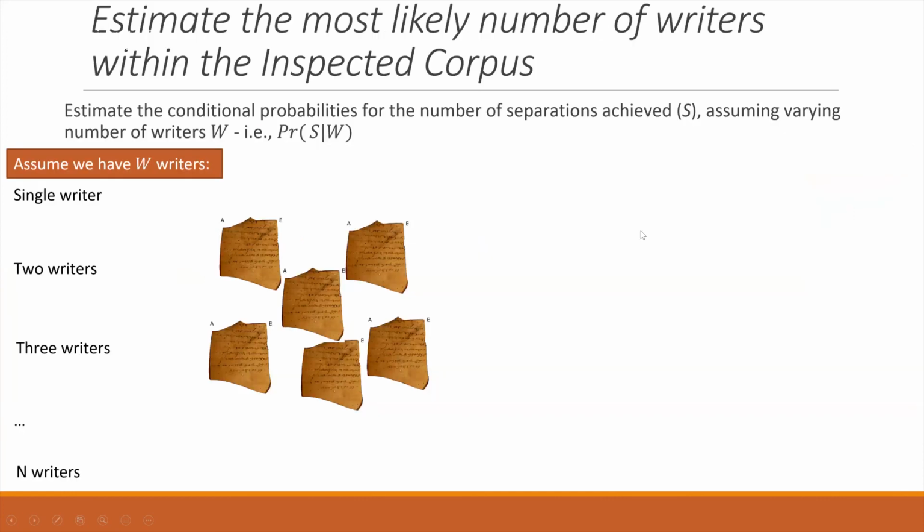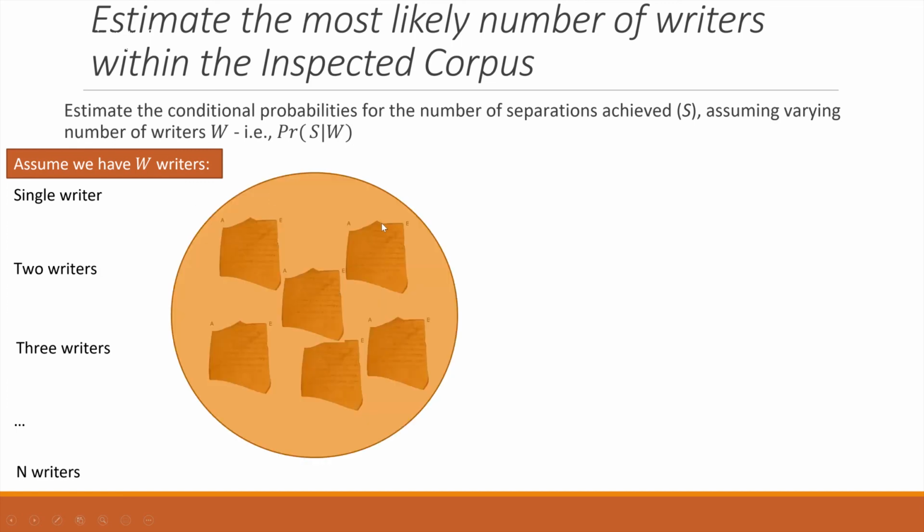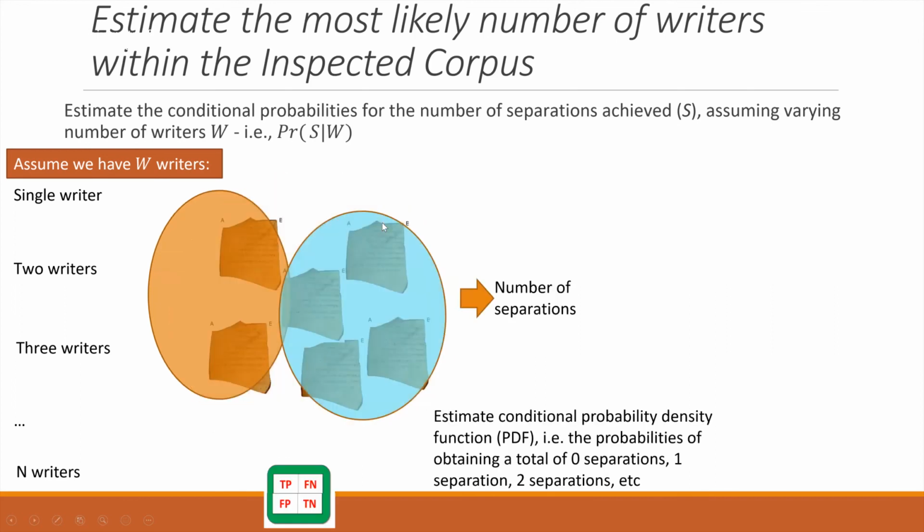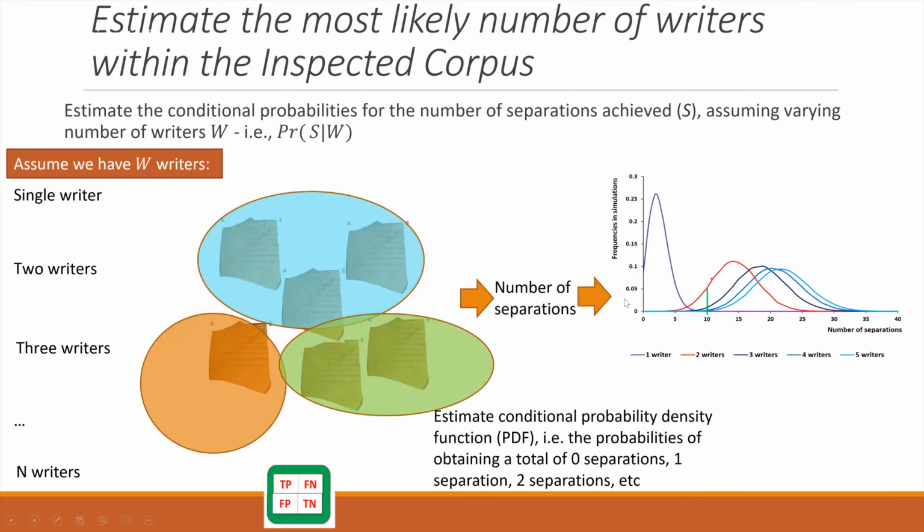So now, having those errors, we are able to build the probability distribution function for assuming each number of writers. For example, first we assume that we have one writer, and then we calculate the probability distribution function. Next, we assumed we had two different writers and three different writers, and for each such test case, we received a probability distribution.